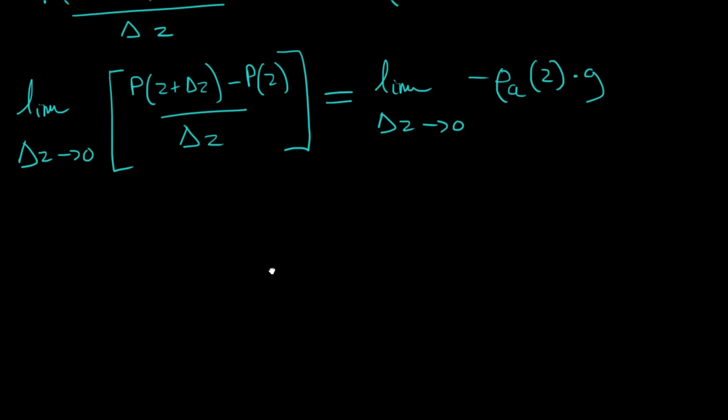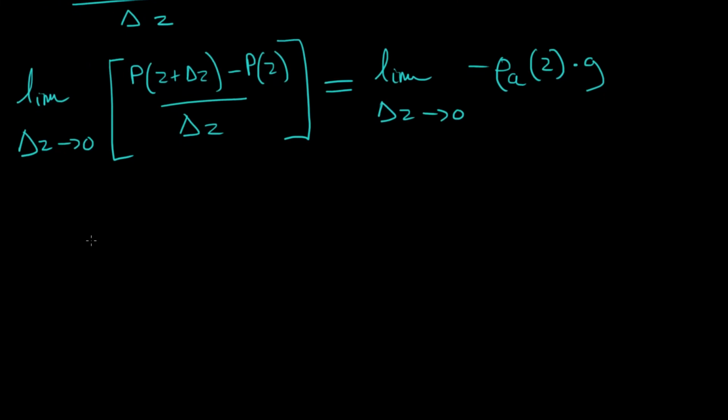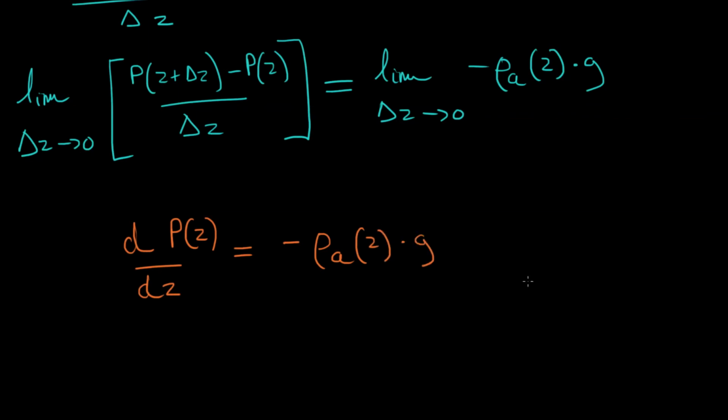So we get the following relationship. We get that the derivative of the function p of Z with respect to Z is equal to the limit as delta Z goes to 0 of minus the air density at Z times g. So this does not depend on delta Z. So this is equal to minus the air density at Z times g. So we are starting to get more information about our function p of Z. But maybe we can even go a little further using the gas law.